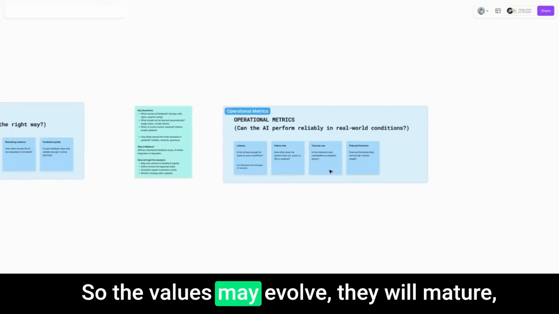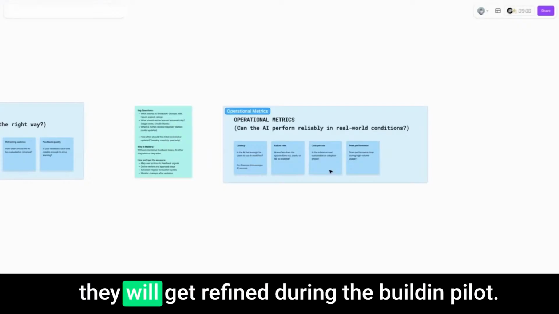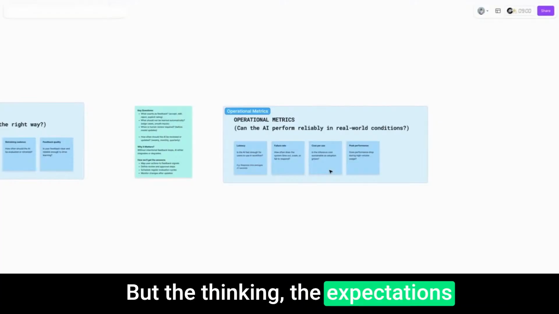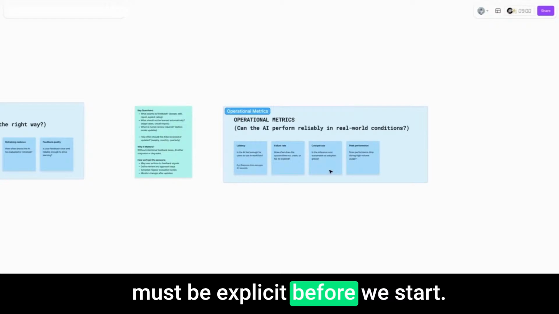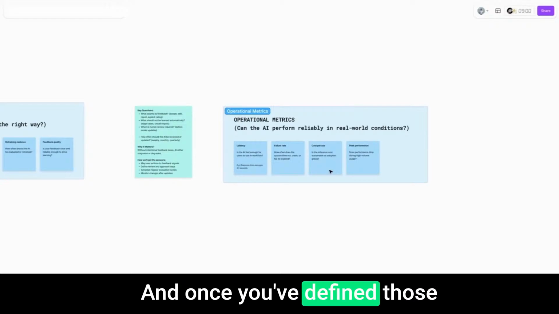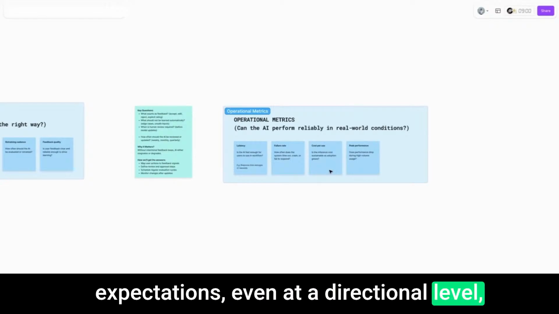So the values may evolve, they will mature, they will get refined during the build and pilot. But the thinking, the expectations must be explicit before we start. And once we've defined those expectations, even at a directional level, we can summarize success clearly.